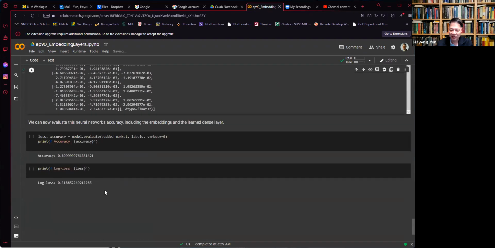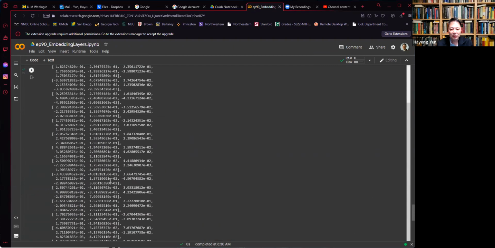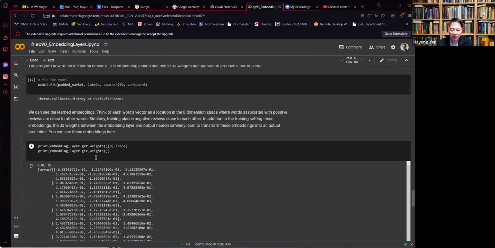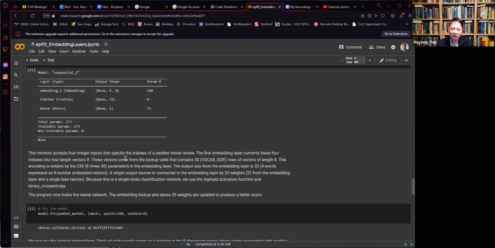Okay. So now we put that movie review in, and then how does it work? Well, it's kind of overfitting. But you can see it's not perfect because it overfitted. So the loss is actually not 0. But this is another way of showing how to use the embedding layer.